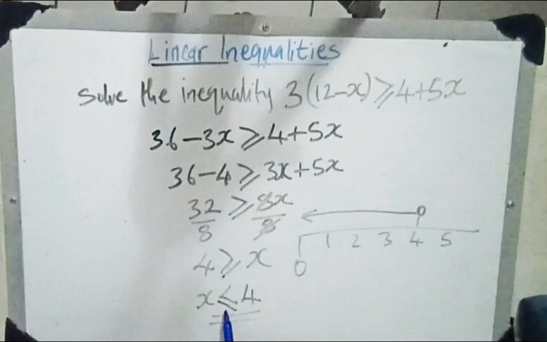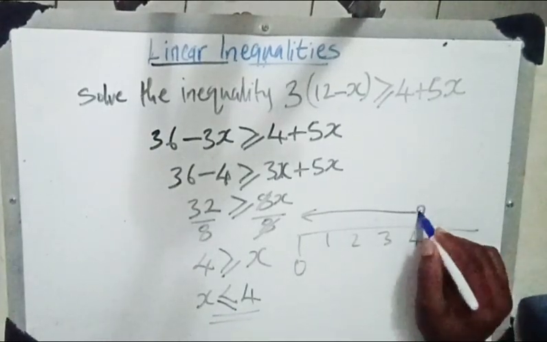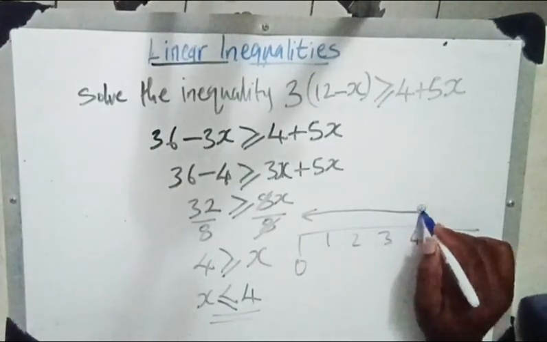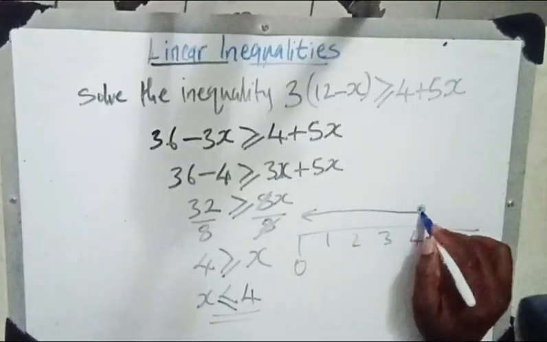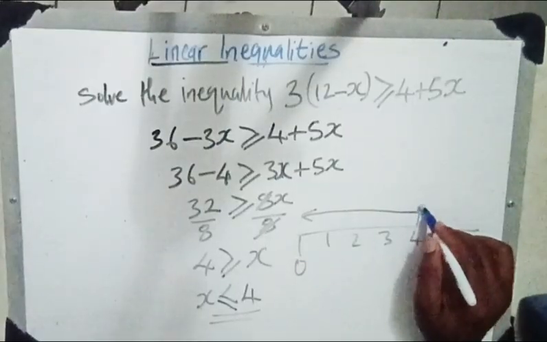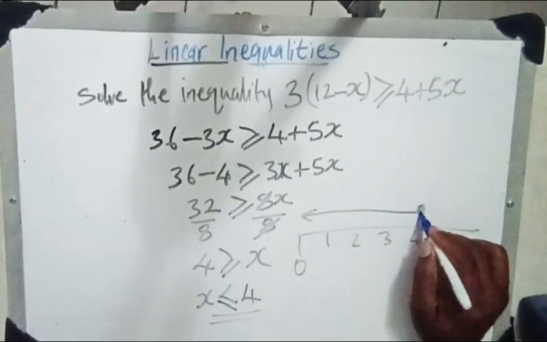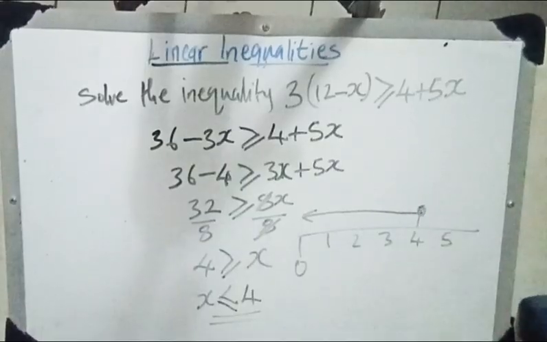And because this is less than or equal to, it means this is going to be shaded, showing that it starts from 4 because it is either equal to 4 or less than 4. So that's going to be shaded. Now, this is the basic way we could solve inequalities. Like I told you, it's just like solving linear equations in algebra.